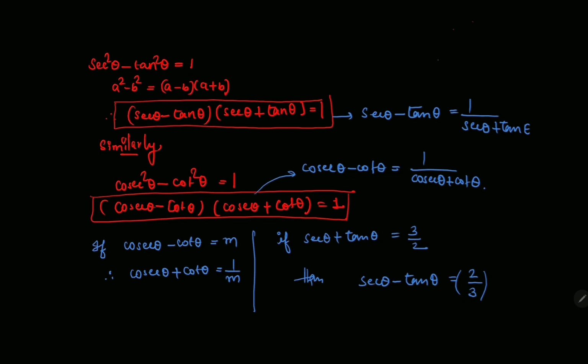Basically, this identity is used if I have to find the value of tan theta or sec theta. I will add these two equations. Let's say this is the first equation, this is the second equation. If I have to find the value of sec theta, I will add first and second. Tan will be eliminated, and I will have 2 sec theta equals 3 by 2 plus 2 by 3, and thereon I will find the value of sec theta.